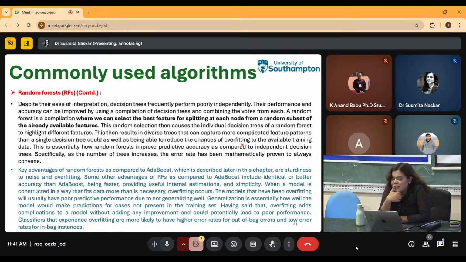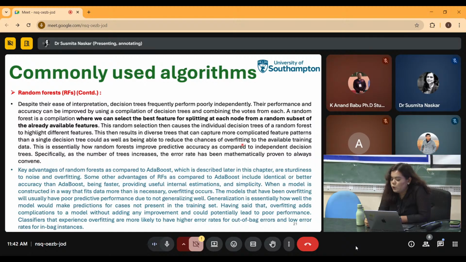As I said, there are a lot of advantages to this kind of model, and you can compare it with other models later. But if you look into this kind of model, you can see that they are especially sturdy against noise and overfitting, and they often achieve similar or better accuracy while being faster and simpler to implement. Random forests also provide a very useful internal estimation, like feature importance measures, which help us understand which features drive predictions.